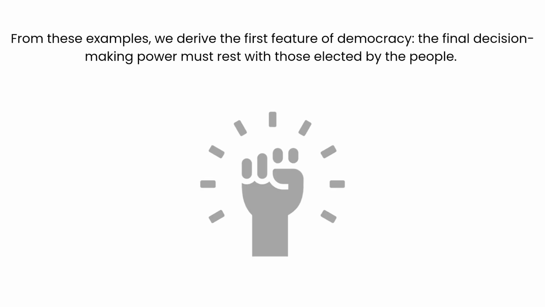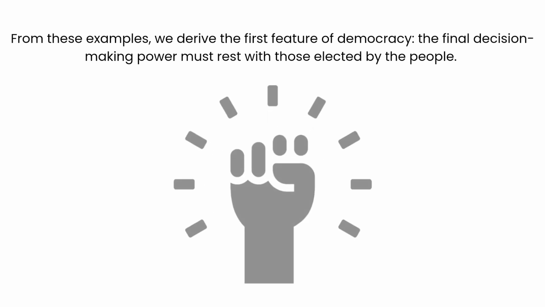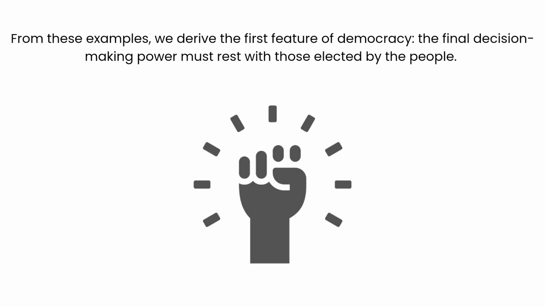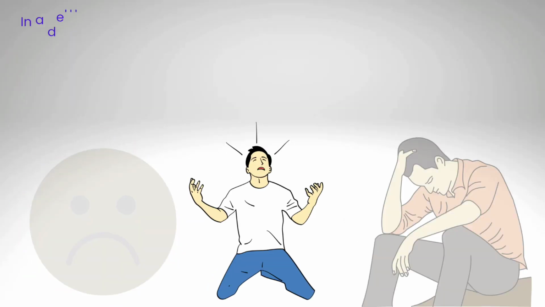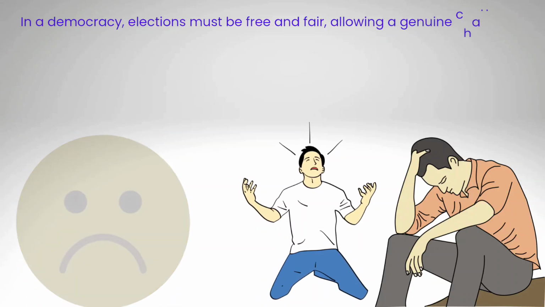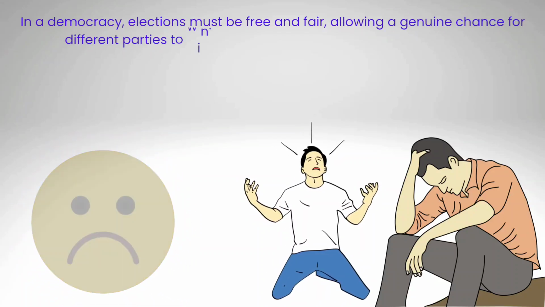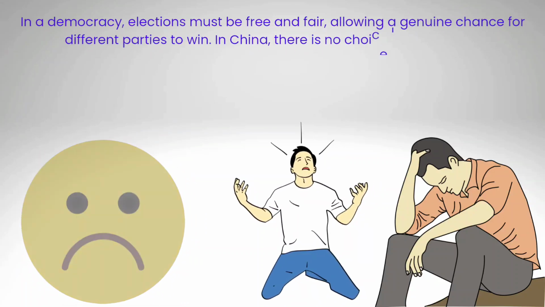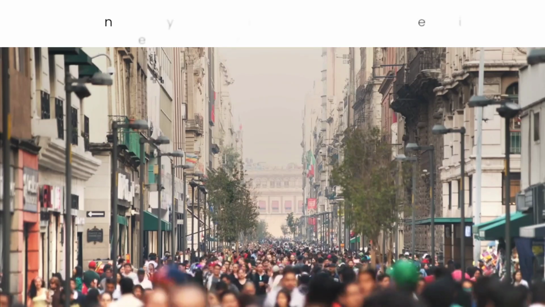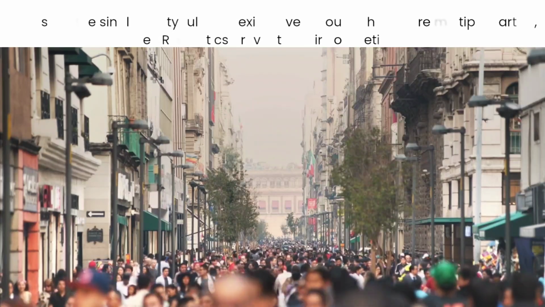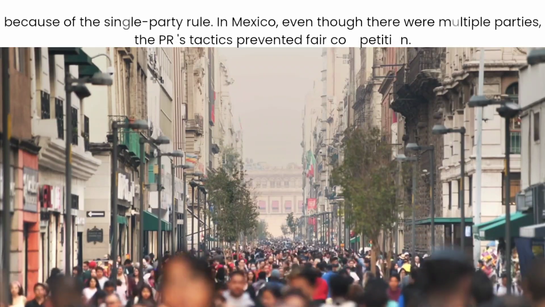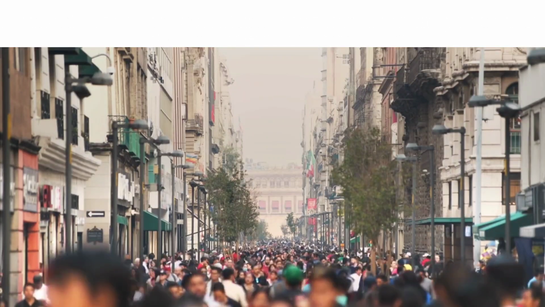From these examples, we derive the first feature of democracy. The final decision-making power must rest with those elected by the people. In a democracy, elections must be free and fair, allowing a genuine chance for different parties to win. In China, there is no choice for the people because of the single-party rule. In Mexico, even though there were multiple parties, the PRI's tactics prevented fair competition.